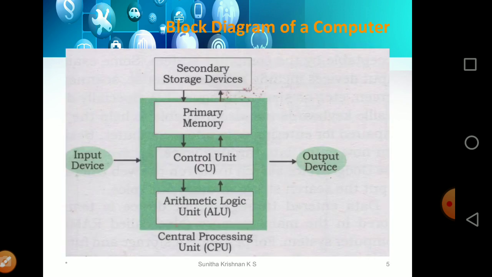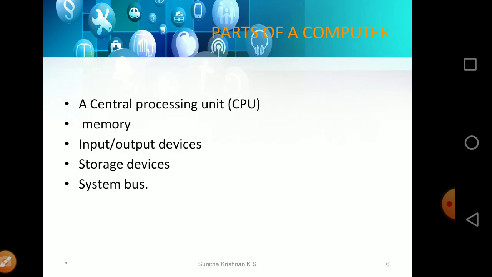Now, this is a basic block diagram of a computer which shows that you have some input devices and some output devices, and there is a main central processing unit, or we call it the CPU or the processor. And you have some storage devices too, secondary storage devices. So this is a basic block diagram of a computer. You can learn the details in the next slides.